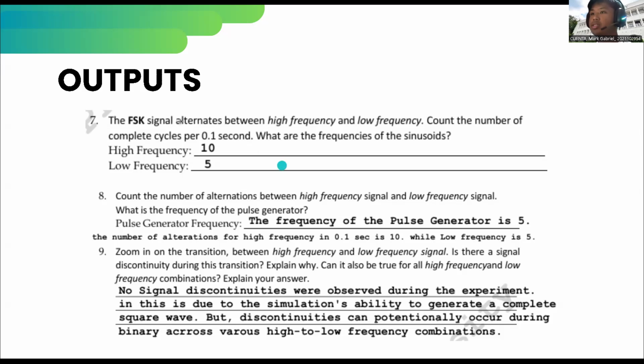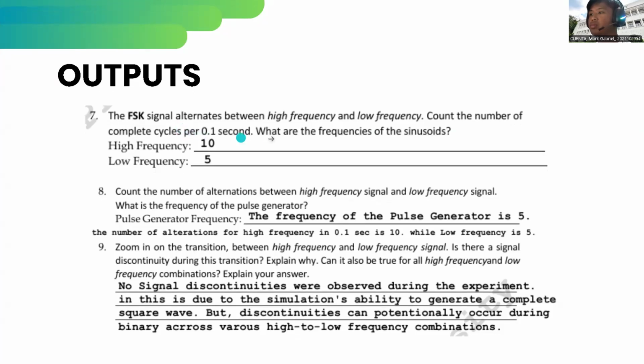In this FSK, what are the frequencies of the sinusoids? The high frequency has 10 and the low frequency has 5. Count the number of alternations between the high frequency and low frequency signal. What is the frequency of the pulse generator? The frequency of the pulse generator is 5, wherein the number of alternations for high frequency in 0.1 second is 10, while the low frequency is 5.